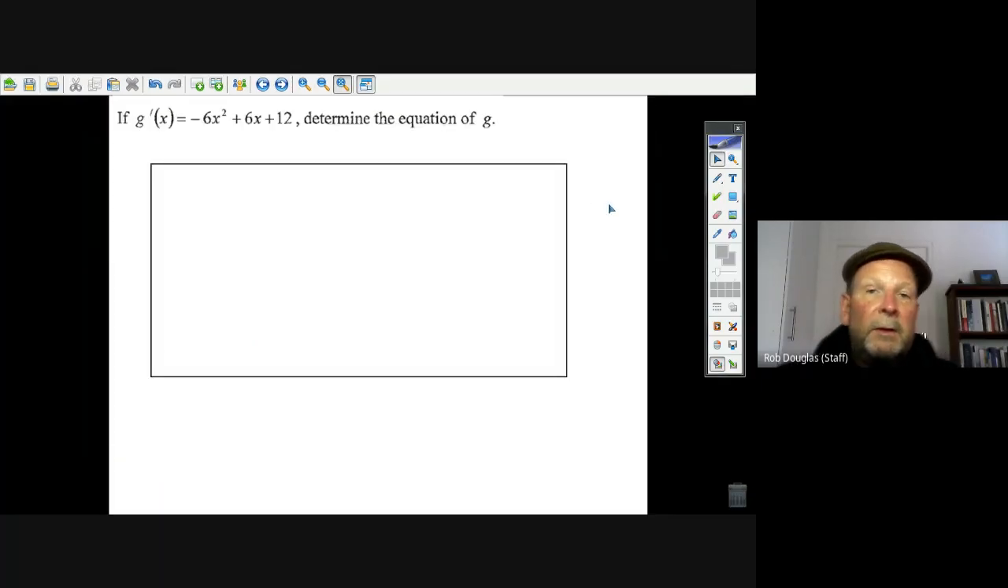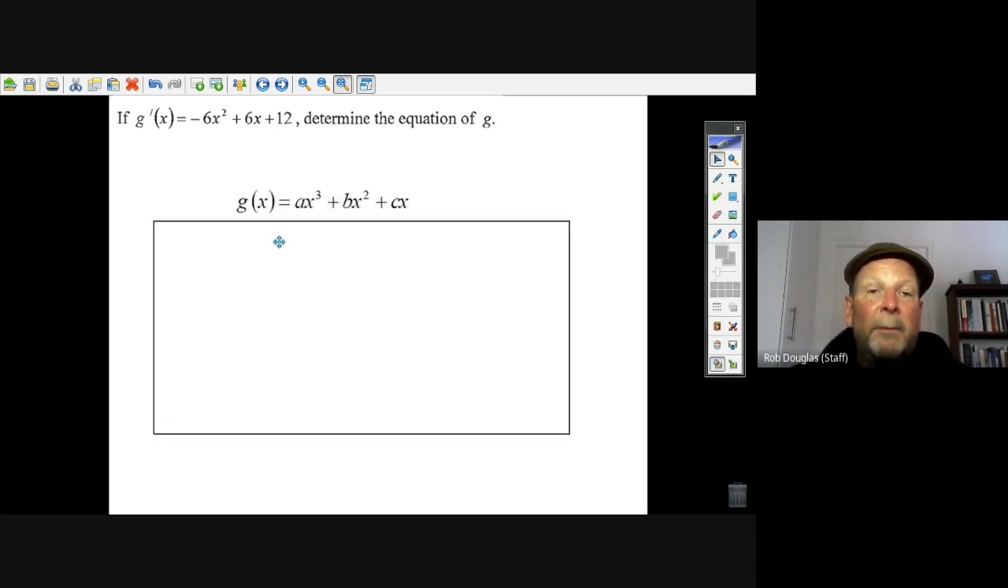Okay, the next question says, determine the equation of g if you are given the derivative of g. Well, when I did this, I thought this is kind of weird, because I can see the only way for the derivative to be 12 here would be if that was 12x. So it's a little bit strange. I could just write down the answer, and that's kind of what I did.